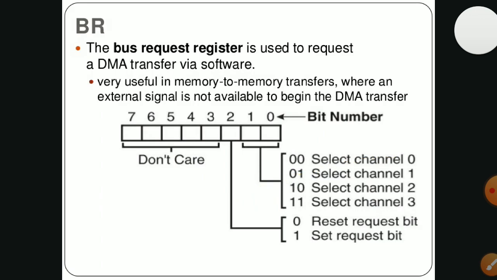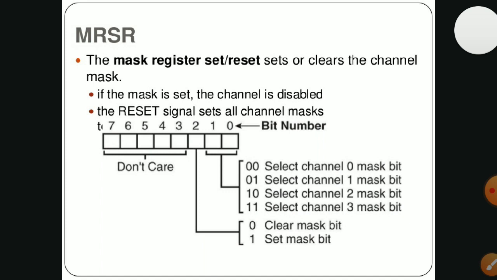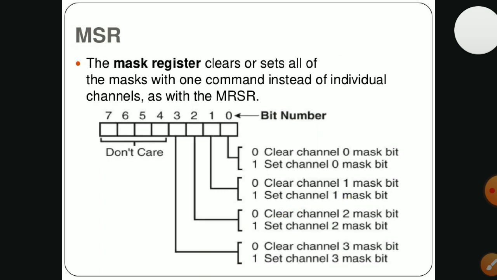Another one is the bus request register, BR. Whenever a bus request is required to be initiated for any particular channel, we use this register. And this is called the mask register, which sets or resets the mask of any one of the channels. This register is used for masking any channel or clearing its mask. As I already said, clearing the mask or setting the mask is possible by using this mask register.